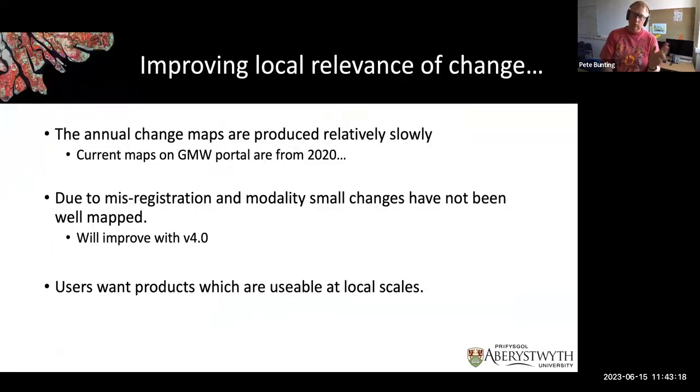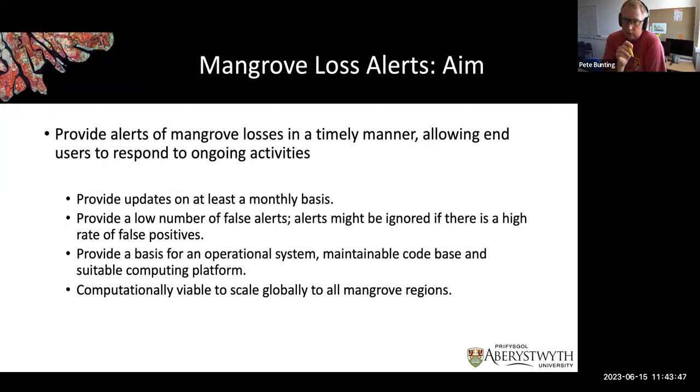one of the things that we've been working on recently, and I have some more slides but probably don't have time to go through all of those, is improving the local relevance of the changes. That's led us to develop a near real time monitoring system where we're mapping mangrove losses every month. So on the portal, you get monthly alerts of mangrove losses. So if we just skip on a slide, skip on another slide, we'll skip some slides here, I think.